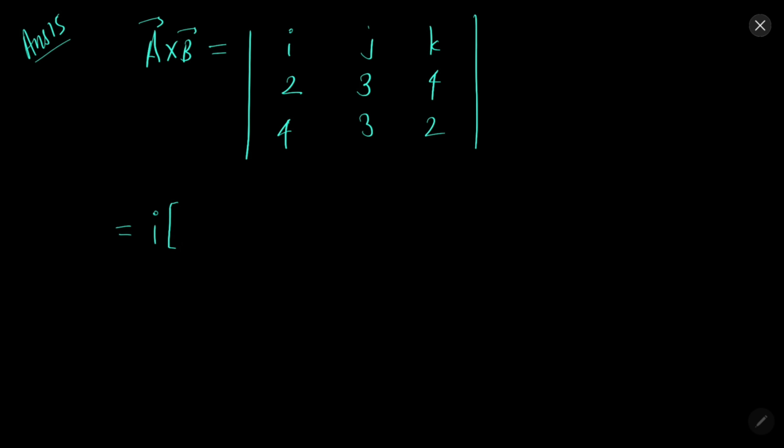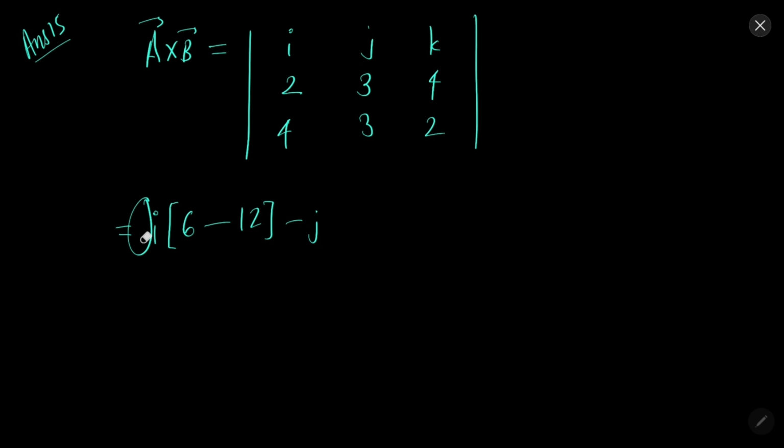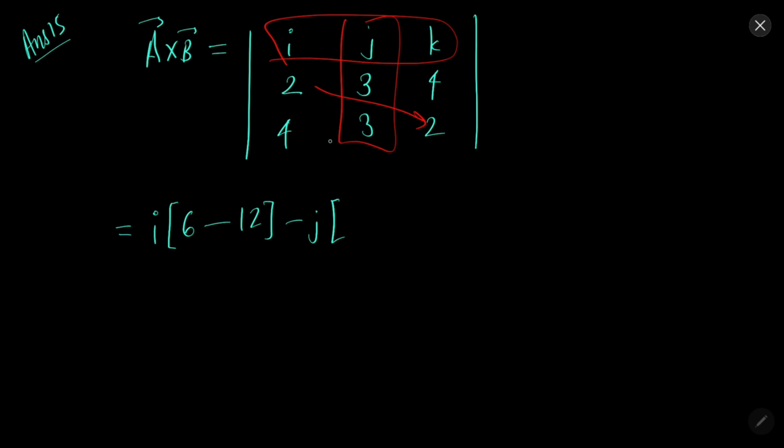So first for i, when you are trying to find for i, just forget about this part. So cross multiply them. 3 into 2 will be equal to 6, then minus 3 into 4 will be 12. After this, let's try for j. For this take minus sign, first plus sign then minus sign alternatively. So remove the j part completely. Ultimately you will have 2 into 2 and 4 into 4. So 2 into 2 is 4 minus 4 into 4 is 16.